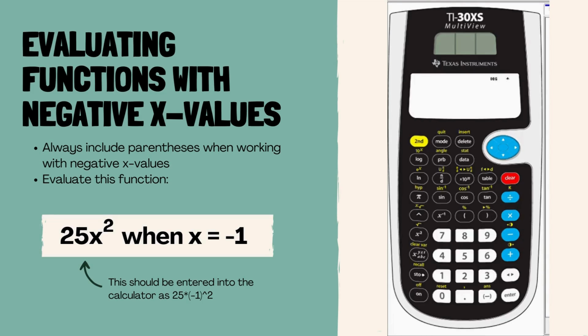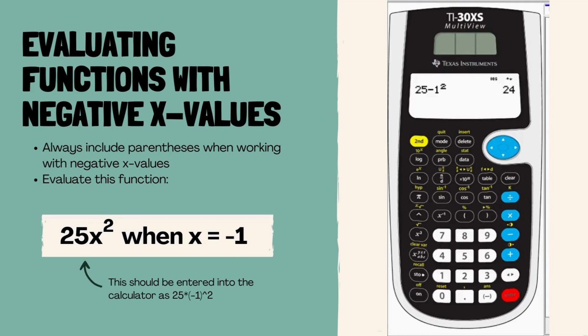And you might try to input this equation into your calculator as 25 minus 1 squared. And we get 24. And this is incorrect because I should be using a negative sign instead of a minus sign. If I was to actually say this equation out loud, 25x squared, I would say 25 times x squared. So we are multiplying 25 times this x squared, not subtracting it.